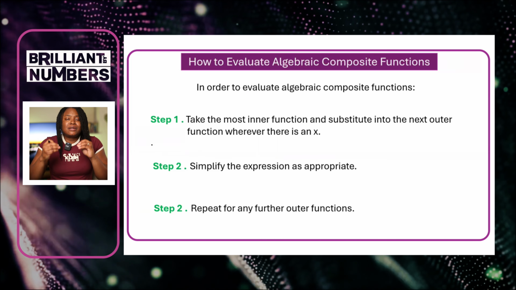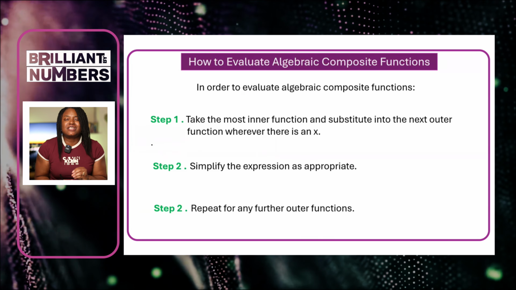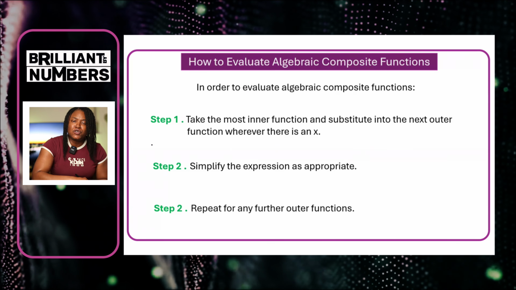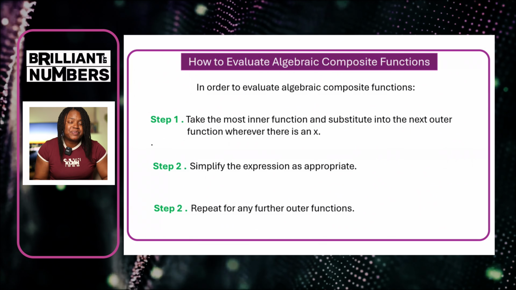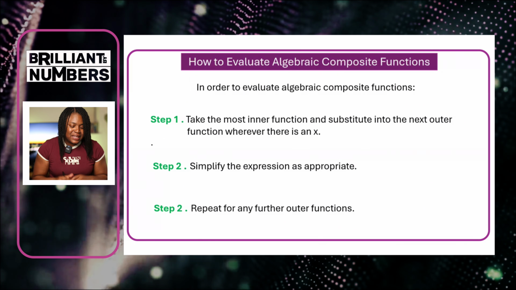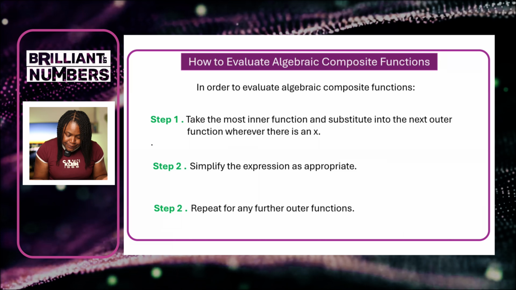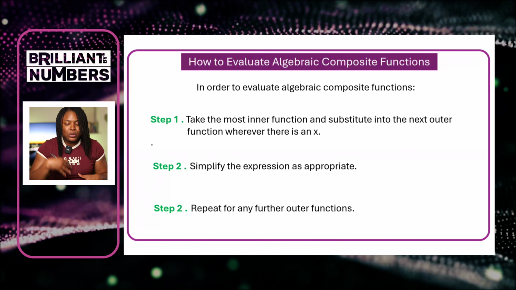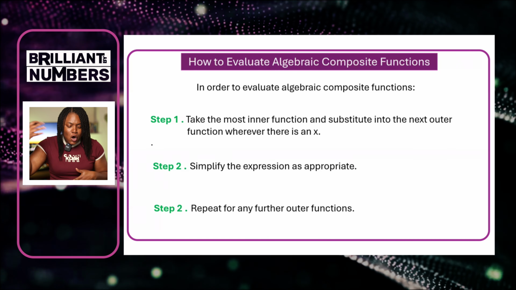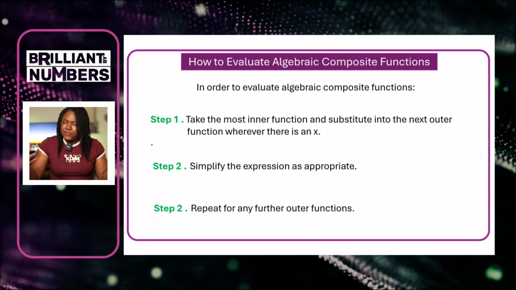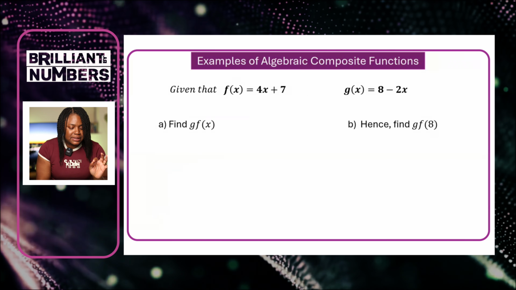So this one, we are substituting one function into the other function. In the numeric, we substituted a number into a function. In this algebraic, we are substituting the expression of one function into the other function. And then step 2, we simplify the expression as appropriate if it can be simplified. And then if we have more, we repeat for any other outer function. But most times we will probably get 1. For more complex questions, you may get 3 functions to put 1 into 1 into 1. But pretty much the same principles apply here.